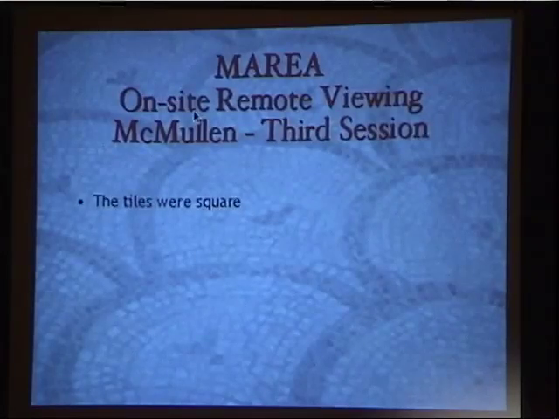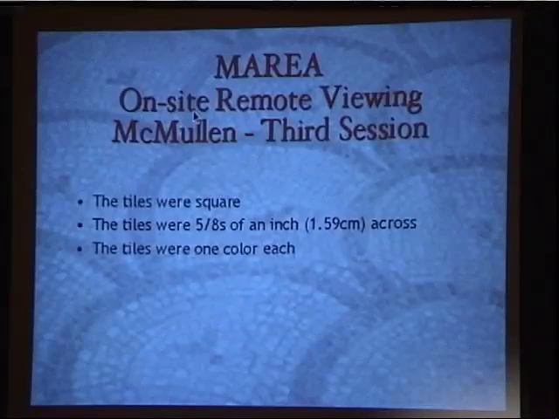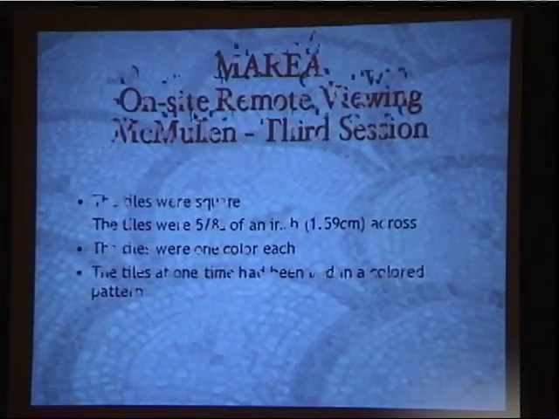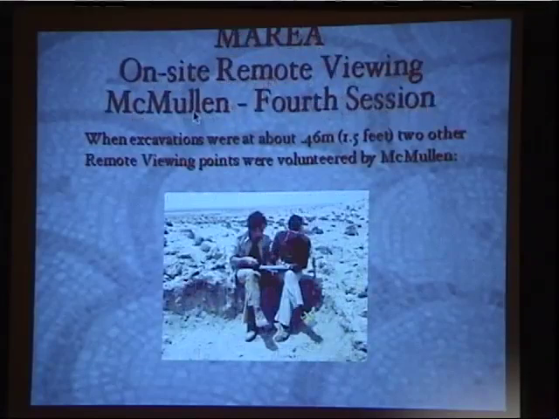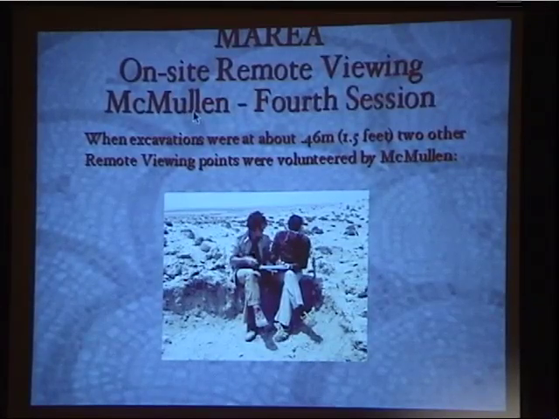He said the tiles were square. They were 5/8 of an inch across, one color each. They had been laid in a colored pattern. Oh, dear, oh, dear. And then he drew them. So I don't know, this has gotten screwed up. And then he made a little drawing of exactly what the tiles would look like.